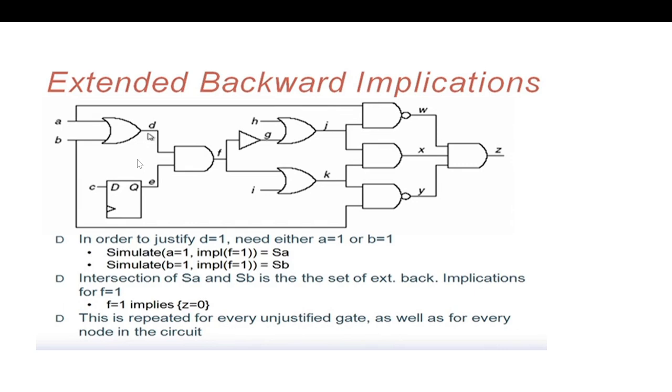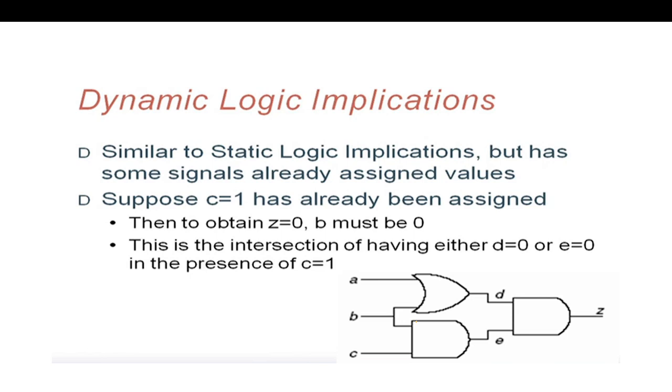This can have options that we have a set SA and SB where A equal to 1 and B equal to 1. The intersection of these two sets can give F is equal to 1, which implies C is equal to 0. So this is repeated for all the unjustified gates, and this is all performed to improve the ATPG time.